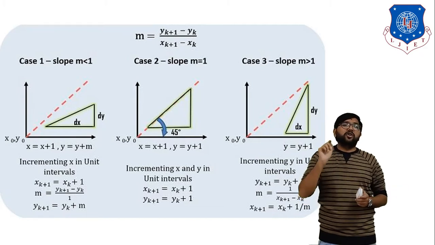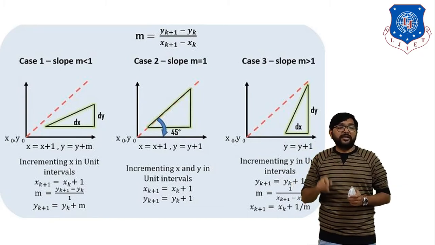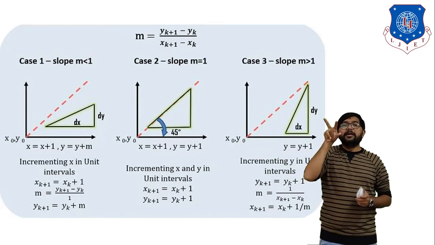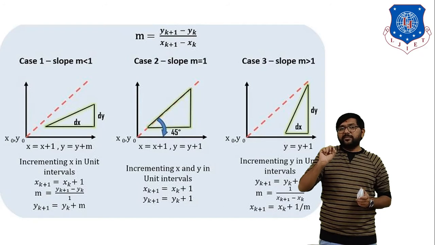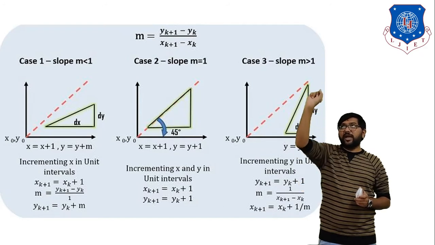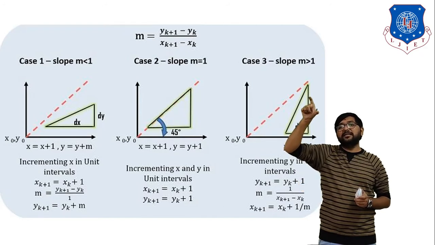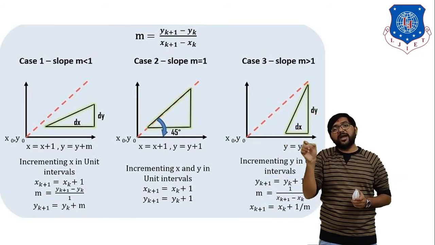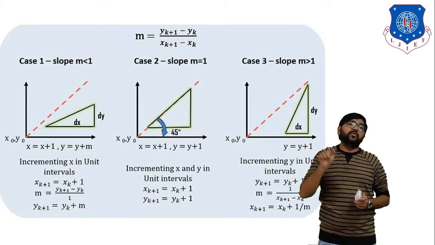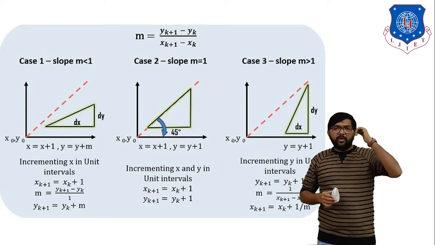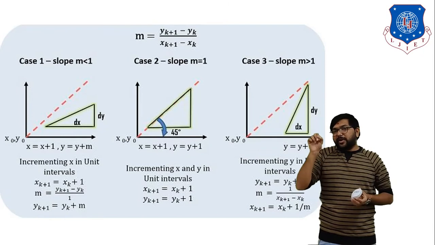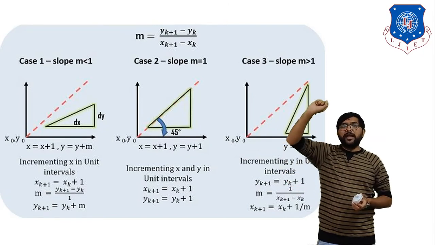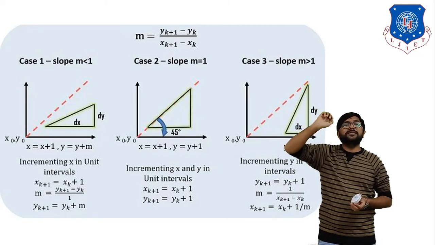Now third case, if slope m is greater than 1, that means the line always passes between 45 to 90 degrees. In 45 to 90 degrees, if you increase the length of the line, the length increase in y-axis is higher compared to x-axis. That's why in this case we need to give 1 unit increment in y coordinate. Clear? So yk plus 1 is equal to yk plus 1. Now at any point, the value of slope is constant.